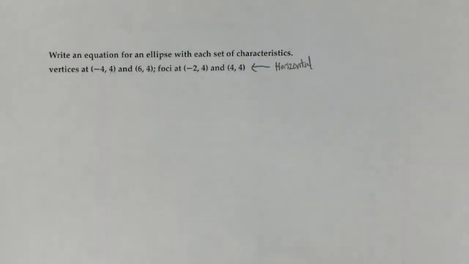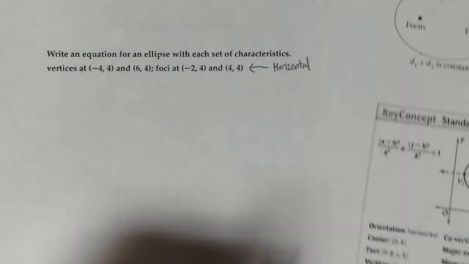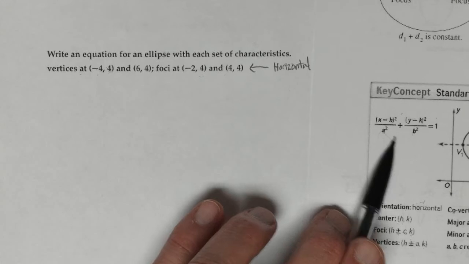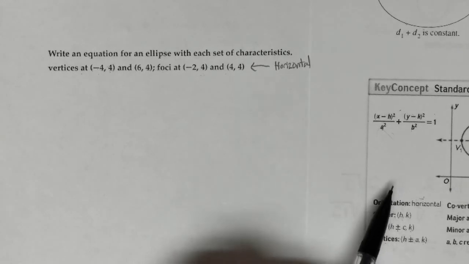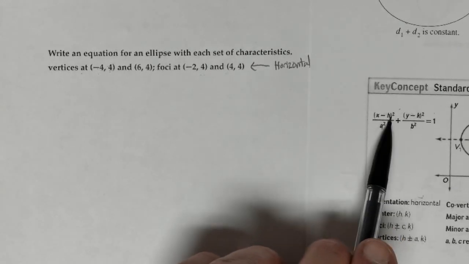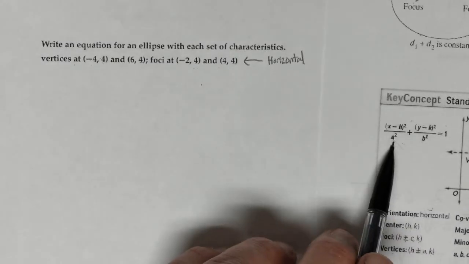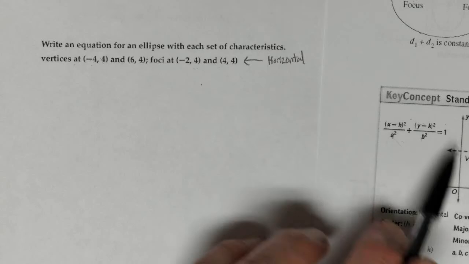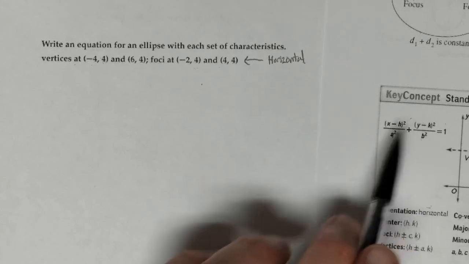Okay, horizontal. So now that we know that, we can determine that this is the form of the equation that we're going to target. So what do we need? We need the center, H and K. We'll have to make sure that we come up with that. And then we'll need to get the values of A and B. So those are the three things that we need: center, A, and B.